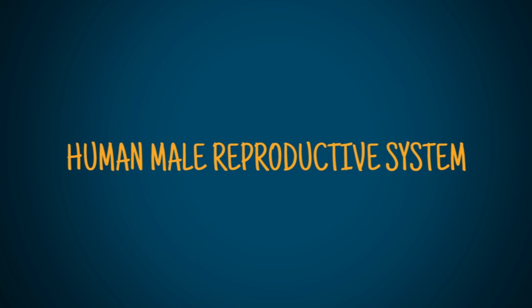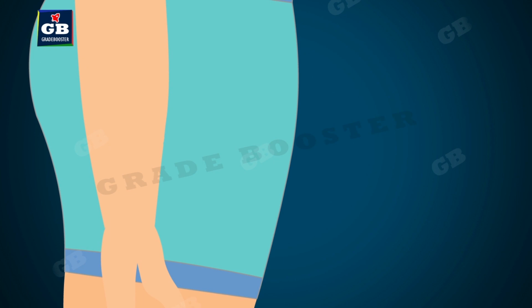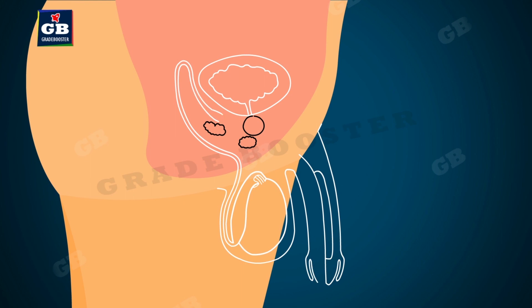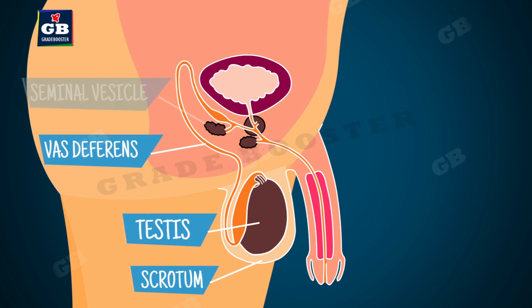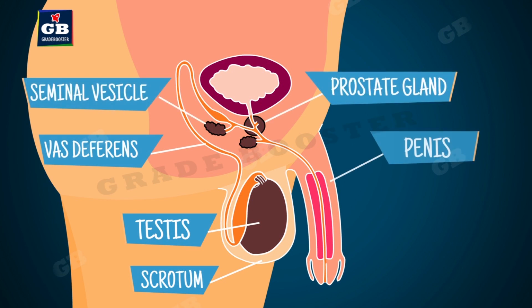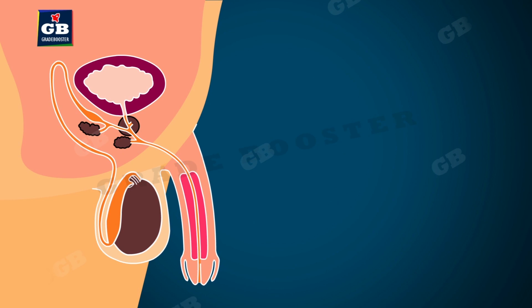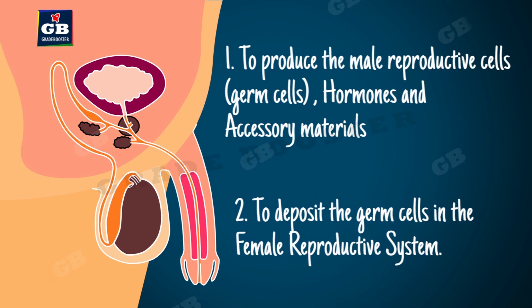Human male reproductive system. In this video, we'll see the different parts of the human male reproductive system and their specific jobs. The human male reproductive system is made up of different organs like testes, scrotum, vas deferens, seminal vesicles, prostate gland, penis and urethra. It has two main functions. One, to produce the male reproductive cells, hormones and accessory materials. Two, to deposit them in the female reproductive system.